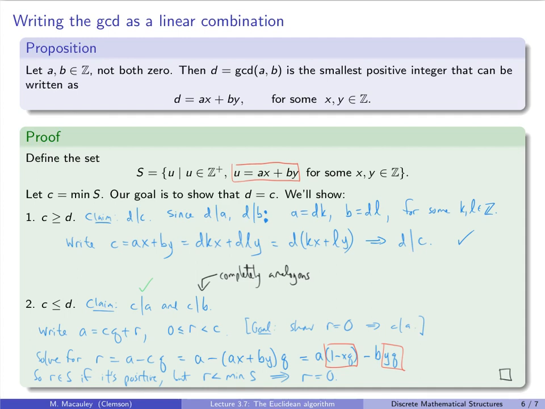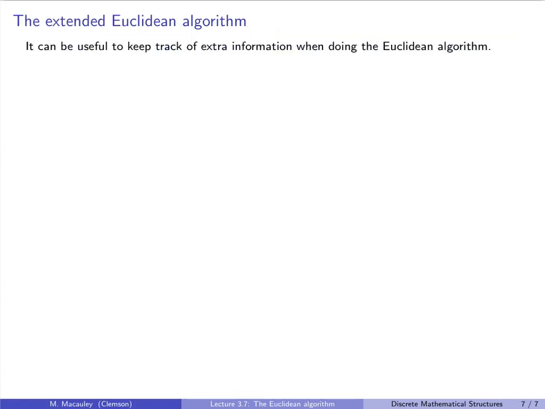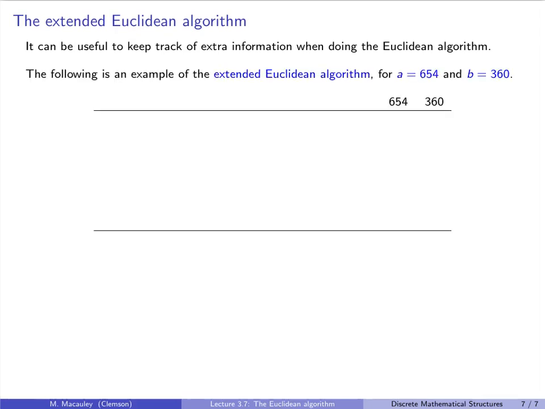On our last slide, I will show you how to modify the Euclidean algorithm to actually construct what such an x and a y have to be. And we do this by keeping track of extra information when doing the Euclidean algorithm. And in that sense, it's sometimes called the extended Euclidean algorithm. We'll do our same example using 654 for A and 360 for B. And we'll do an example of this later in the course when we study cryptography, because it's particularly useful when two numbers are relatively prime. That means their GCD is equal to 1, which is not the case here.